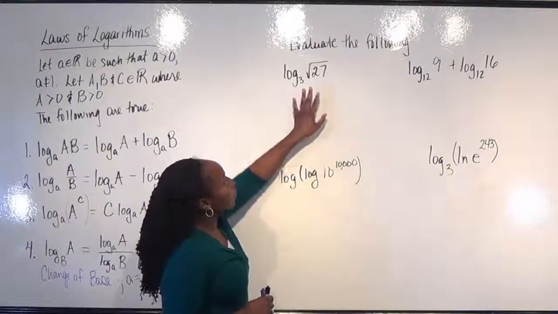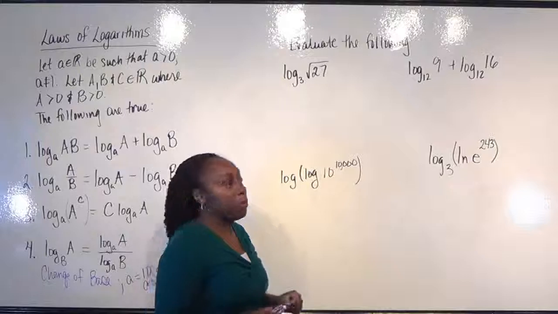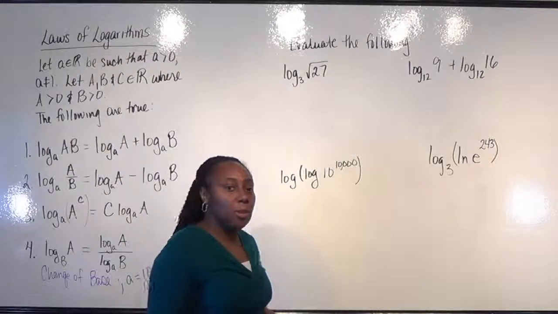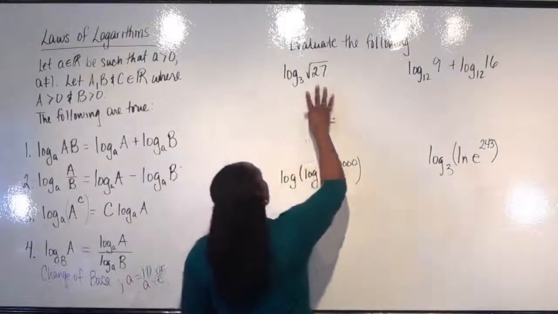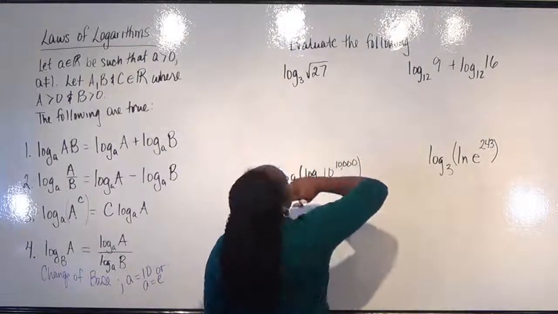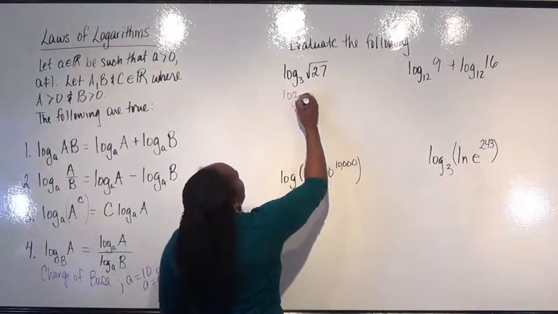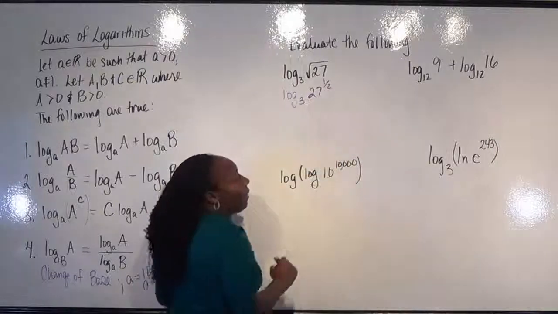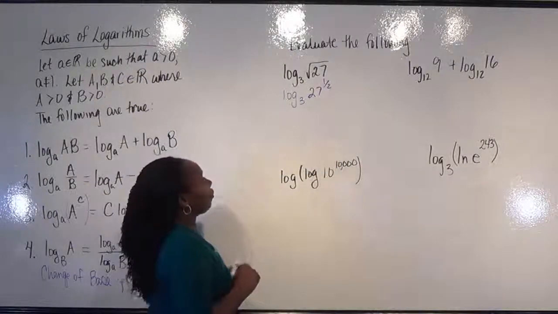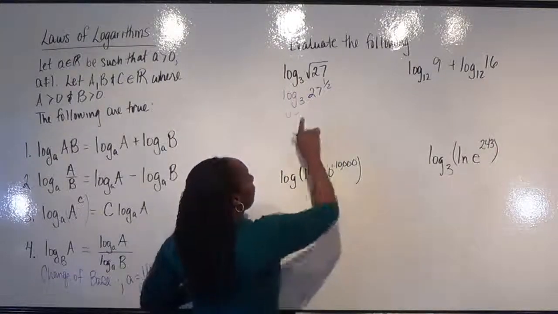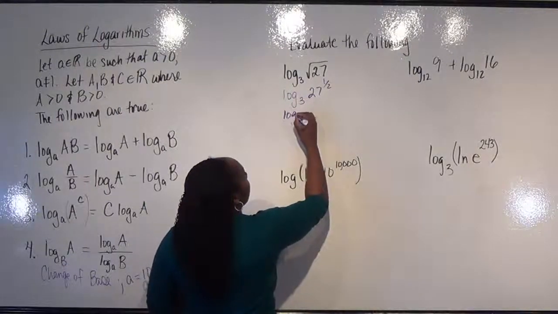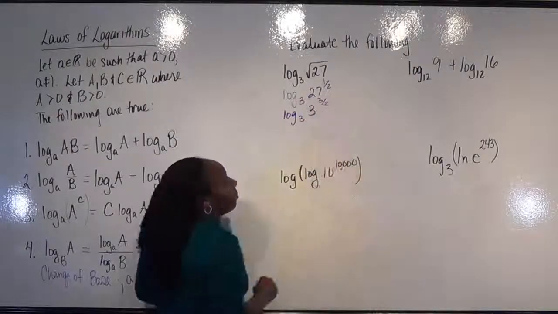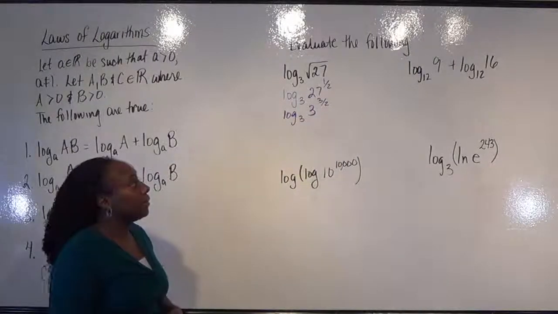So if I look at this first one, log base 3 of the square root of 27, here I'm going to have to do a little bit of rewriting. As it stands, it doesn't match any of my properties. But the square root of 27 we can think of as 27 to the 1/2 power, using our exponential properties. And then taking that a step further, I can think of 27 as 3 cubed. So it's going to be 3 to the 3/2 power.